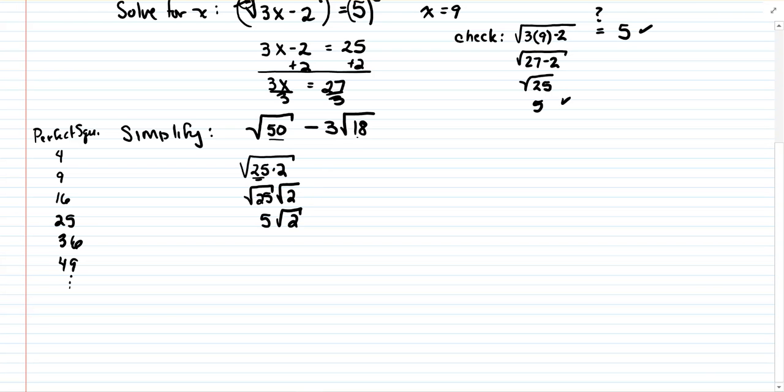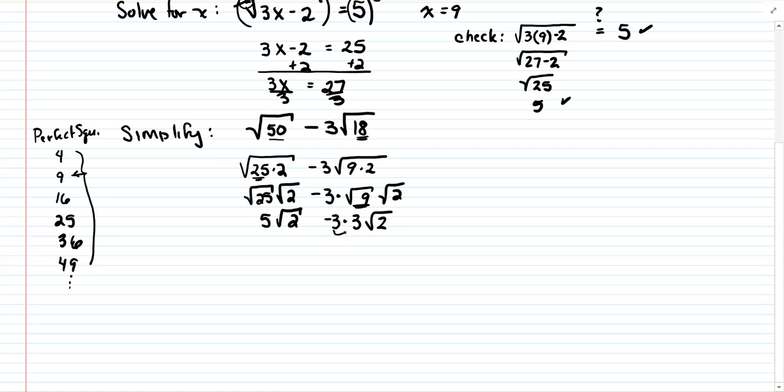And I'm going to do the same thing with 18. What number on this list will divide into 18 evenly? And I want it as big as possible. So the number 9 is my number. So 9 times 2. So I still have the minus 3 in front times the square root of 9 times the square root of 2. The square root of 9, though, is 3.